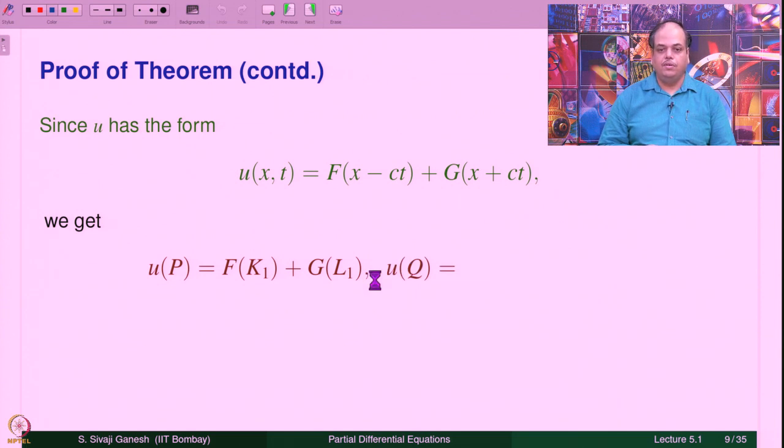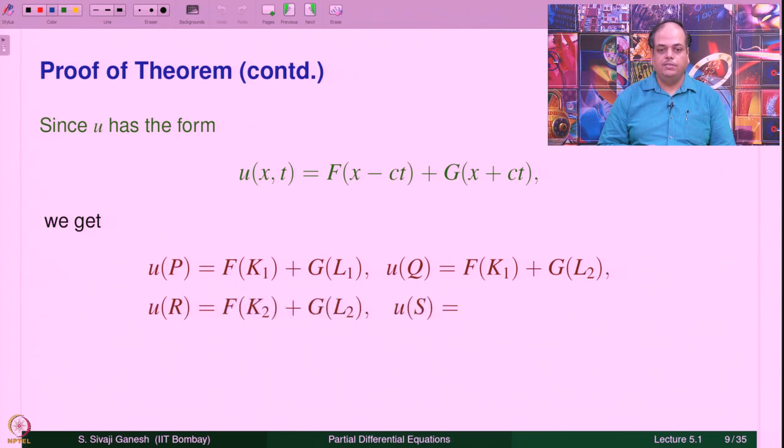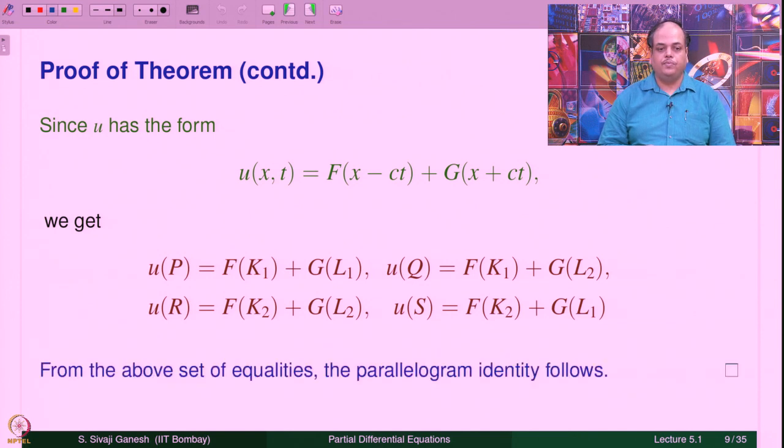Similarly, U of q is equal to f of k1 plus g of L2, U of r is f of k2 plus g of L2, and U of s is equal to f of k2 plus g of L1. From the above set of equalities, the parallelogram identity follows. You can easily check that U of p plus U of r is equal to U of q plus U of s.